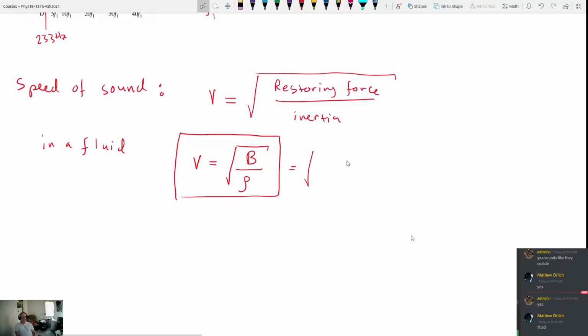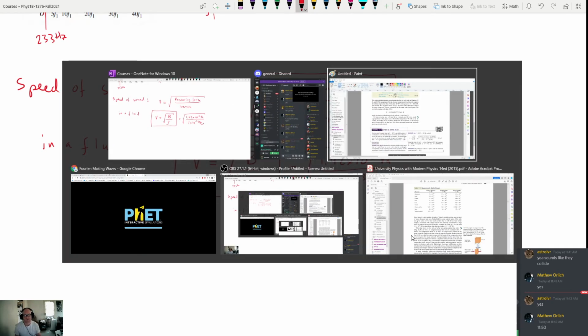Let's see if this works. So if we do 1.42 times 10 to the 5 pascals for the bulk modulus, and then what's the density of air? Density of air is, is it like 1 gram per meter cubed? Is that right? Which would be 1 times 10 to the minus 3 gram per meter cubed. Does that sound right to you all? Kilograms, sorry. Maybe we should go look it up. I don't know if that's right or not. I think that's close to right, though.